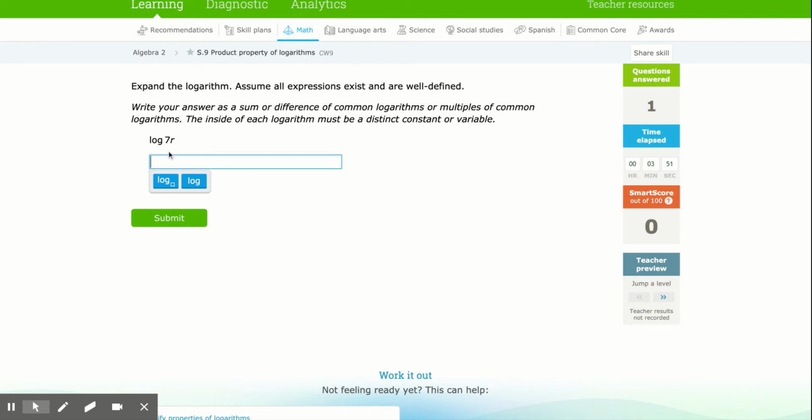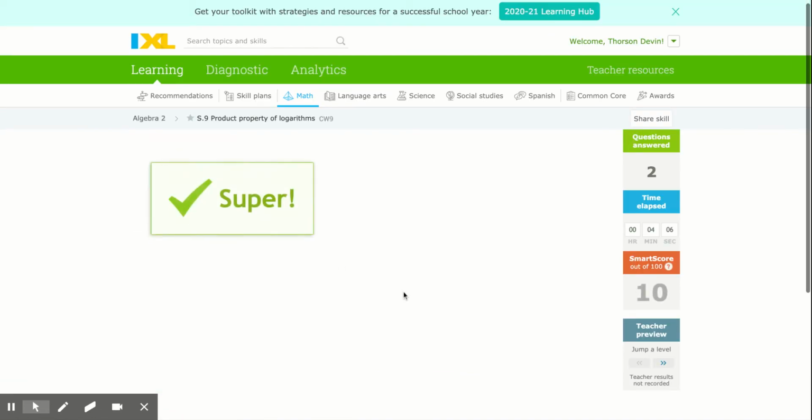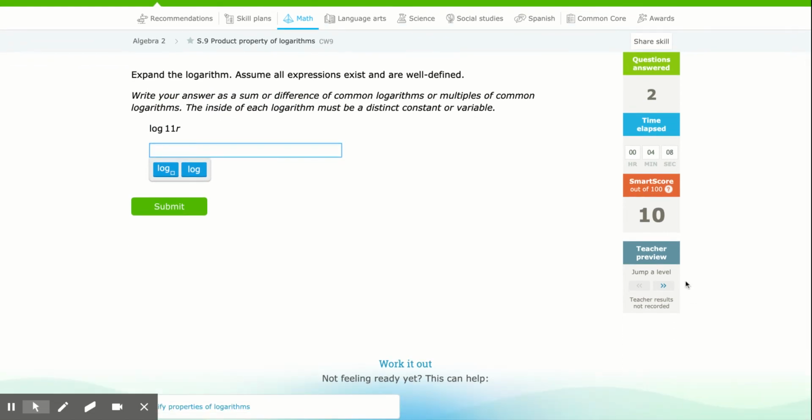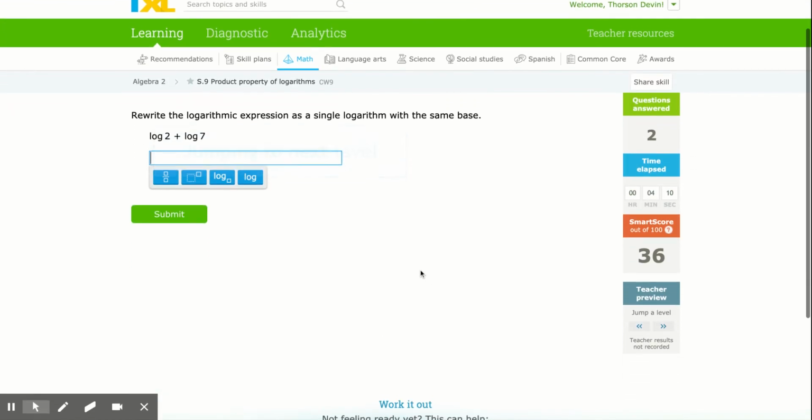So again, here they're going to use technically a 7 for the one log, plus log of r. So again, 7 times r, I change it to an addition of two separate logs, base 10. I'm going to jump ahead a little bit. You should fly through these.